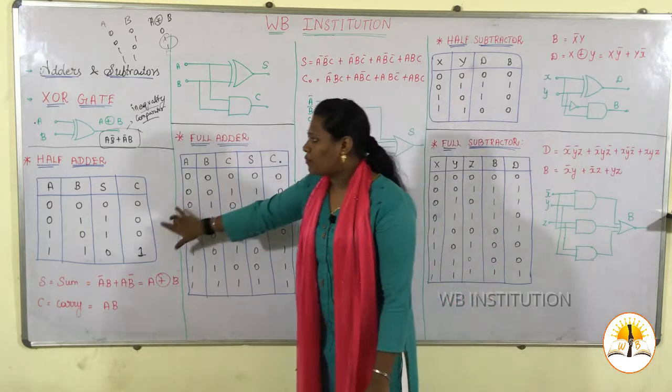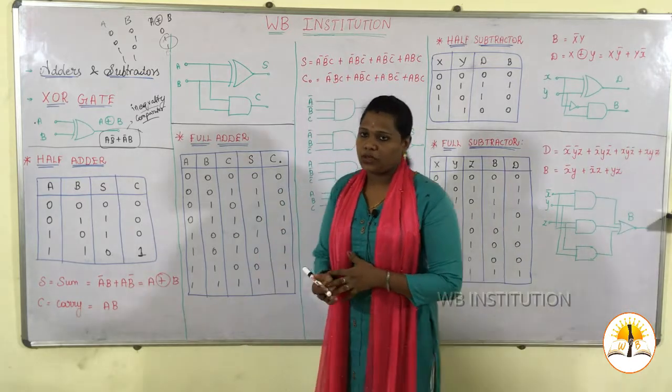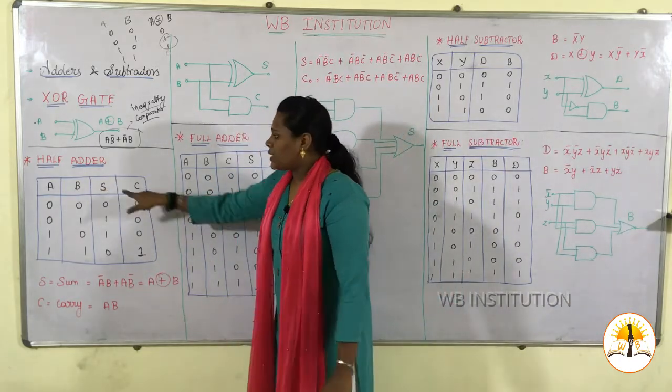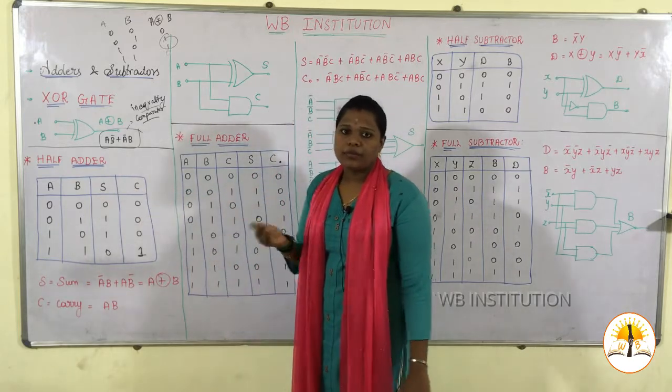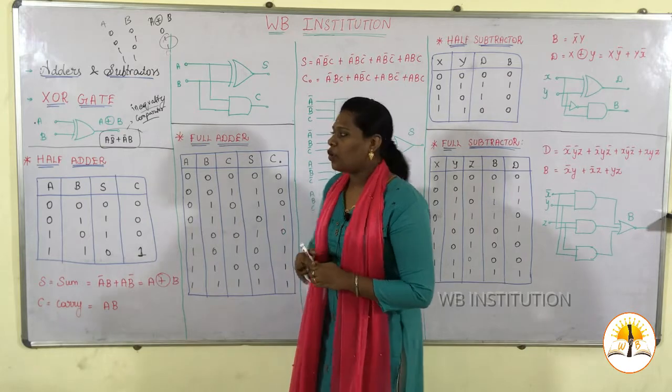Then coming to the half adder. So what is a half adder? It involves only two bits of transformations. A and B are my two variables. S is nothing but the sum, adding both of them. C is nothing but the carry. So it is a normal addition.